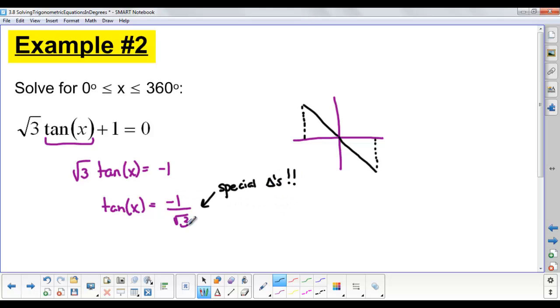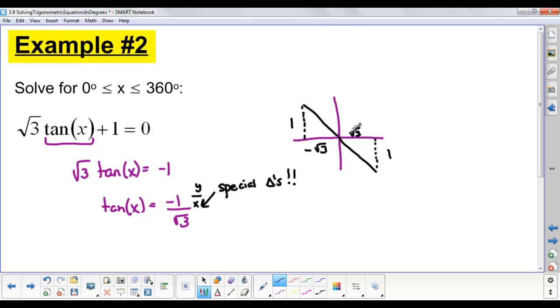Remember that tan is really y over x. So in this case, along my y values, I'm going to put a 1, and my x value is going to be root 3. So again, root 3 and 1. Now in this triangle here in the second quadrant, the 1 will be positive because it's up on the y-axis, but the x will be negative, which will give us a negative 1 over root 3.